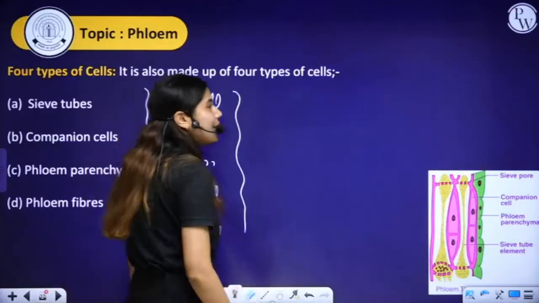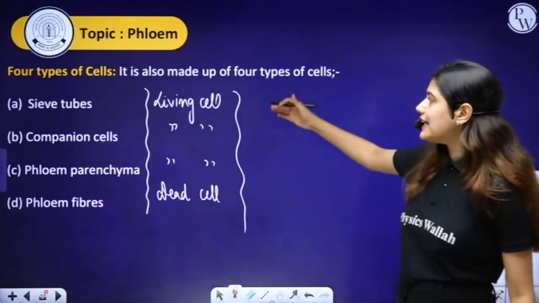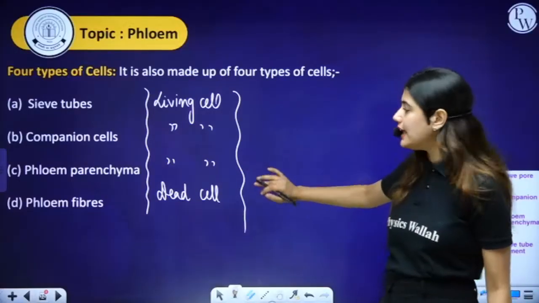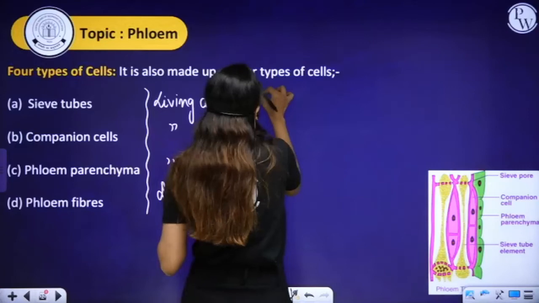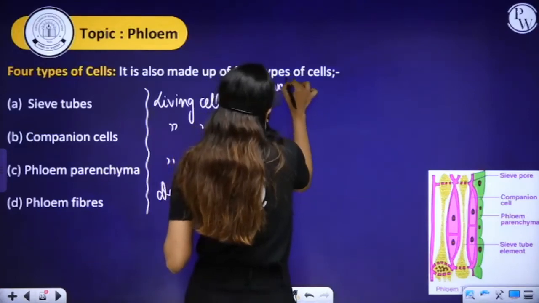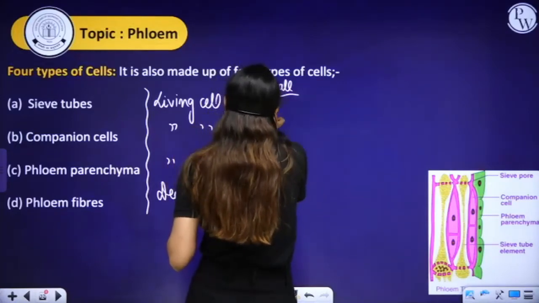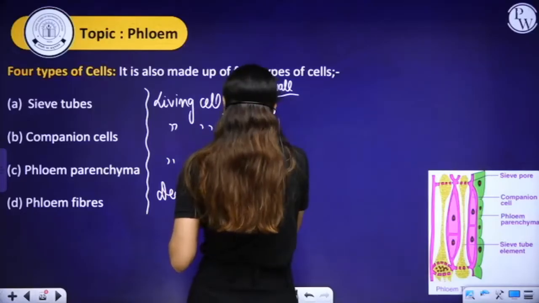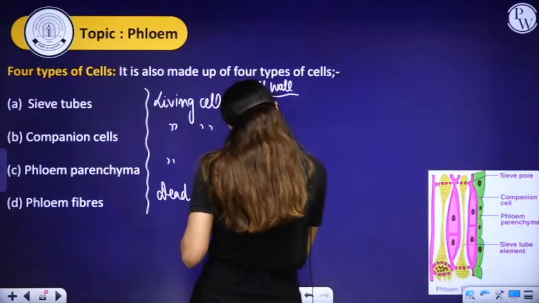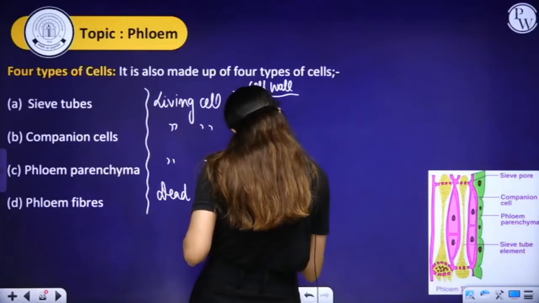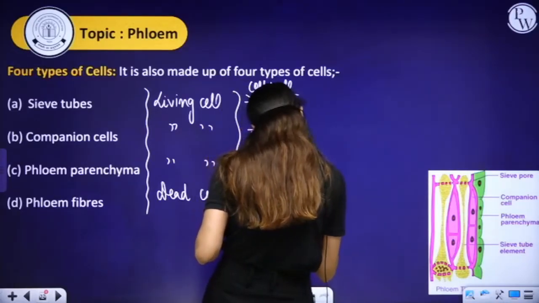Again, if we talk about the cell wall, same concept. The cell wall is thin for the living cells and thick for the phloem fibers. So I can say the cell wall here is thin, thin, thin, and lastly we have a thick cell wall made up of lignin.